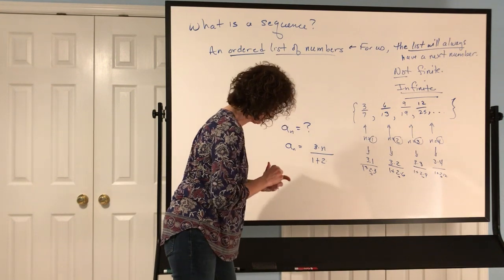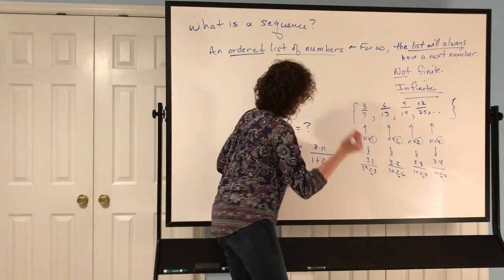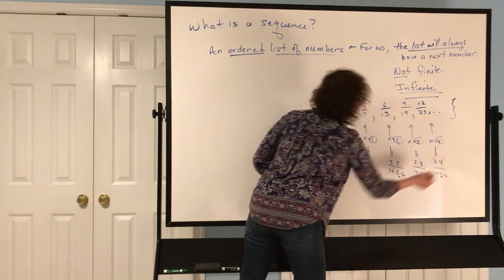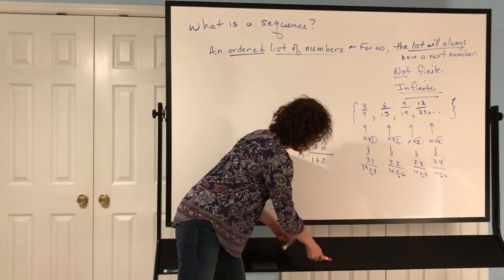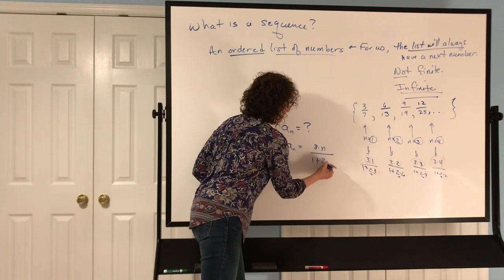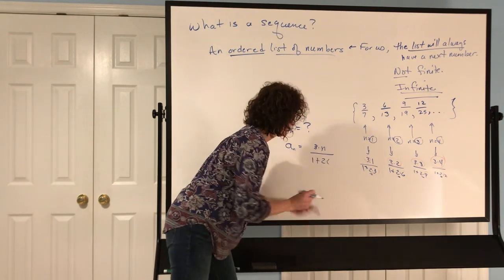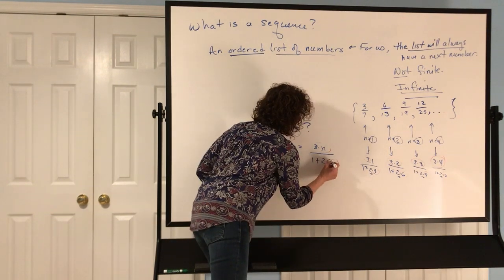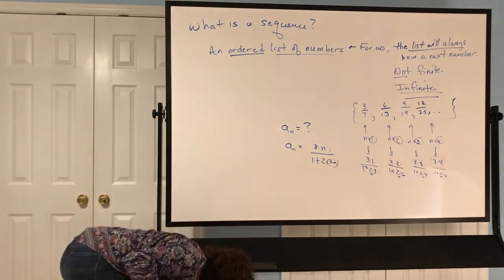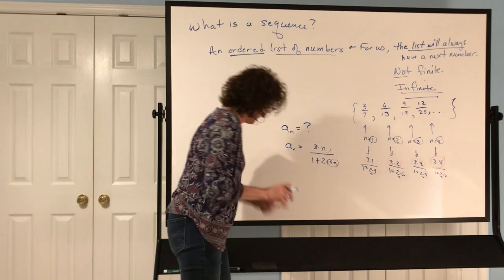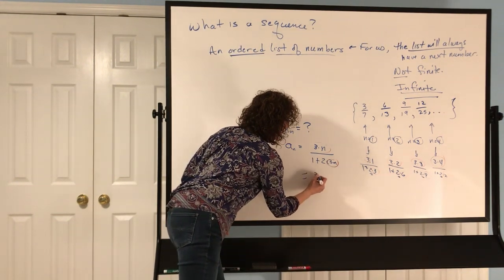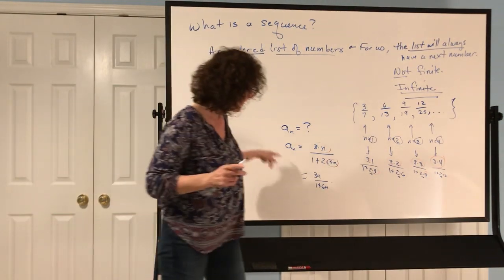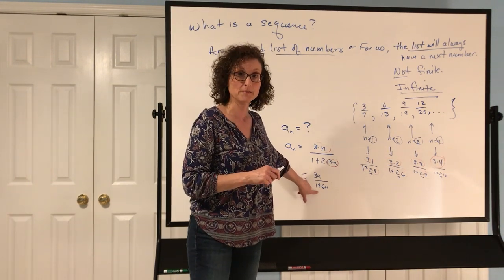I should use another color. 3 is the numerator, 6 is the numerator, 9 is the numerator, 12 is the numerator. I'm going to need a new red pen. So that would suggest to me that what goes in here is the numerator. Okay, let's put this red pen away. So what do we have? 3n over 1 plus 6n. That might have been how you could have come at guessing this as the nth term formula. Does that make sense? Okay.